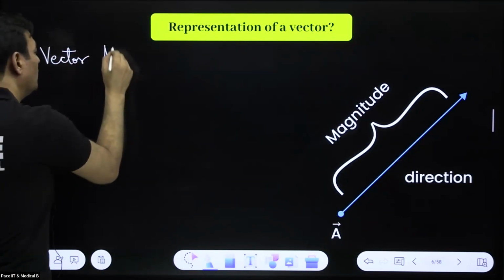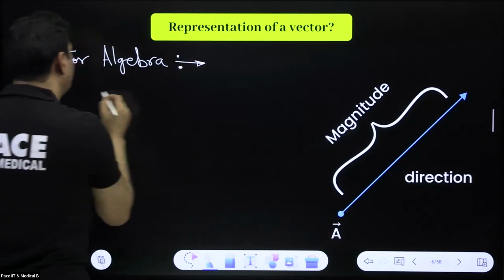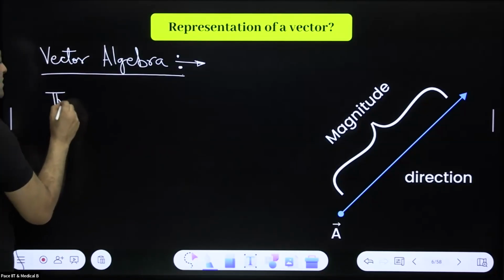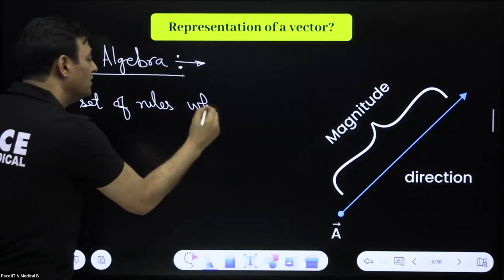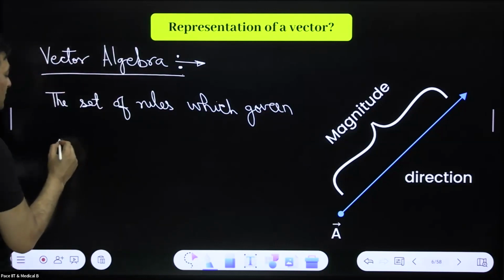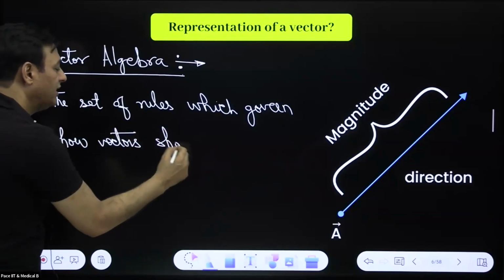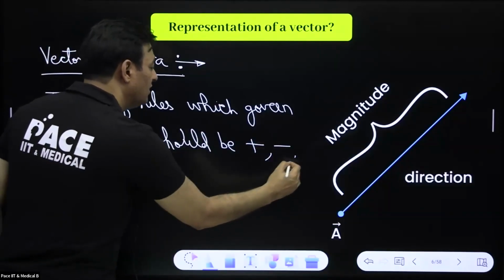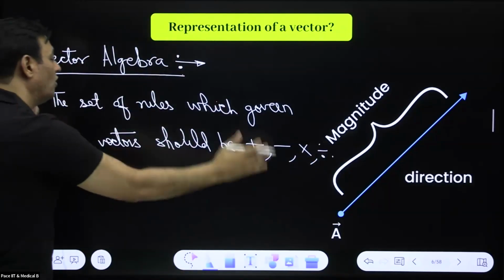Please everyone note down. What is vector algebra? Normal algebra we already know: how to add numbers, how to multiply, divide, subtract. Here in the case of vectors, the set of rules which govern how vectors should be added, subtracted, multiplied or divided, that set of rules is called vector algebra.